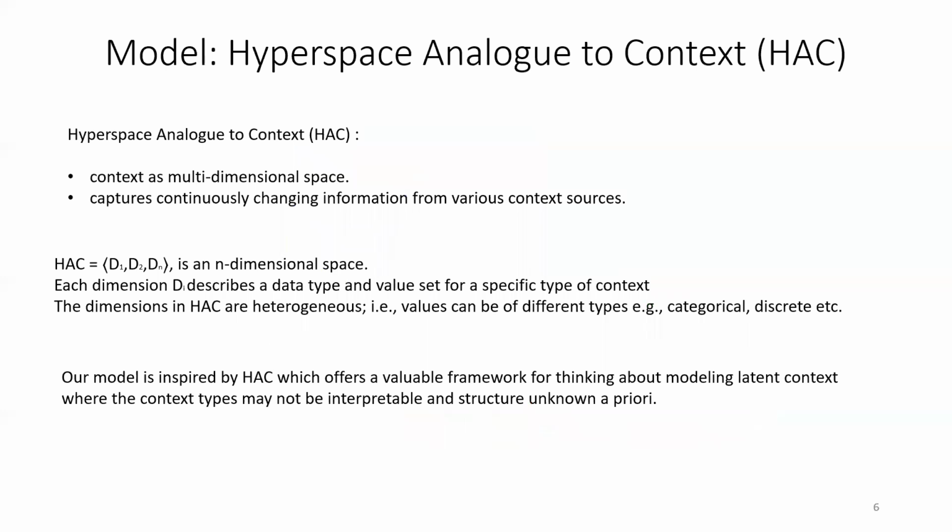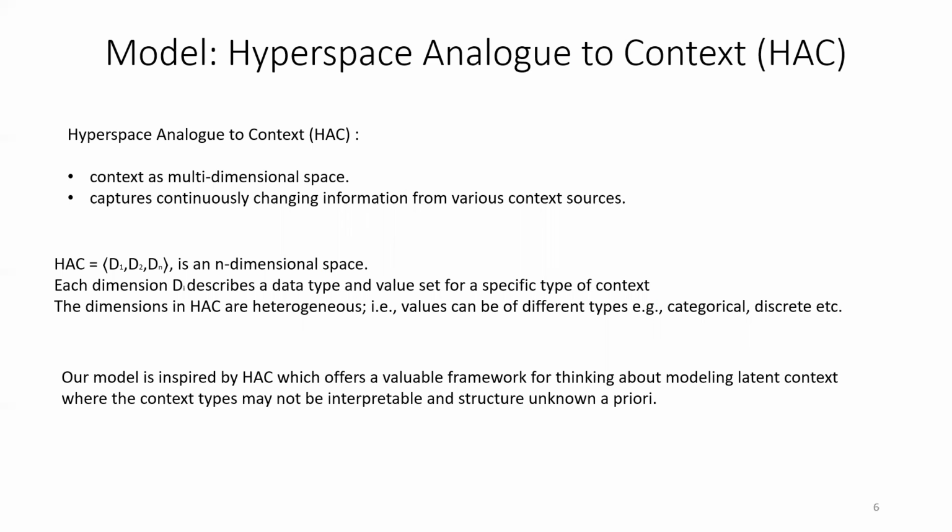So we begin with hyperspace analog to context. This is a model formulation of context in which context is formulated as a multi-dimensional space in which moving across that space is equivalent to continuously changing information from various context sources. So in essence, HAC is an n-dimensional space where each dimension describes a data type and a value set for a specific type of context.